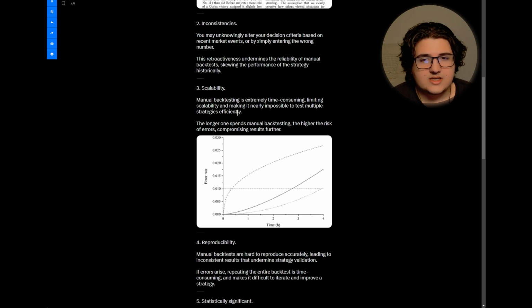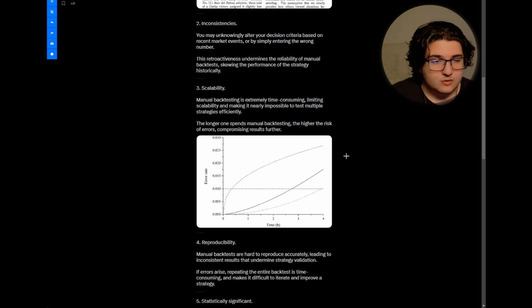Now, 3 is scalability. Manual backtesting is extremely time consuming, limiting scalability and making it nearly impossible to test multiple strategies efficiently. The longer one spends manual backtesting, the higher the risk of errors, compromising results further. The point of this graph is to demonstrate that as you spend more time doing something manually, the higher the risk is of you having inconsistencies or errors within your work.